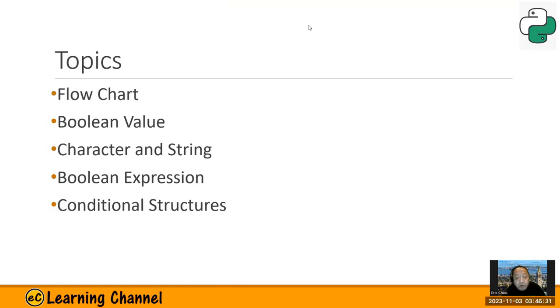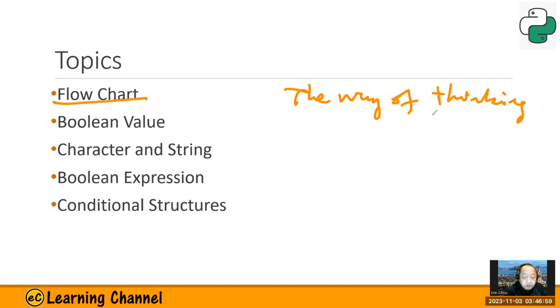So before you learn programming, you need to know about how a problem can be solved. And the tool to solve a problem will be using the flowchart or pseudocode. So flowchart and pseudocode are the way that you document your way of thinking. The way of thinking is very important. And we usually use flowchart or pseudocode.